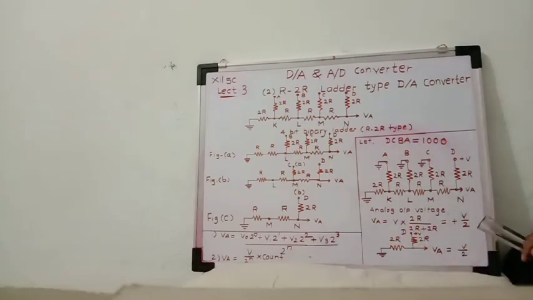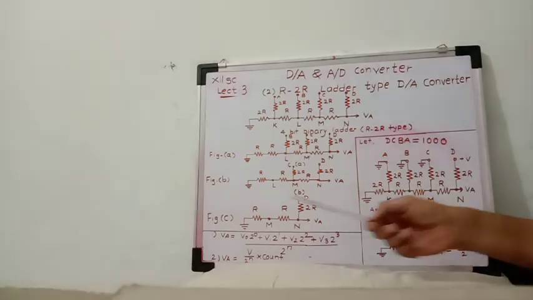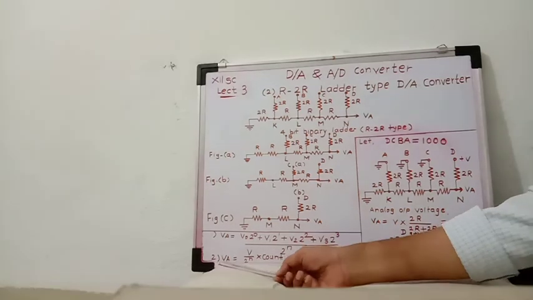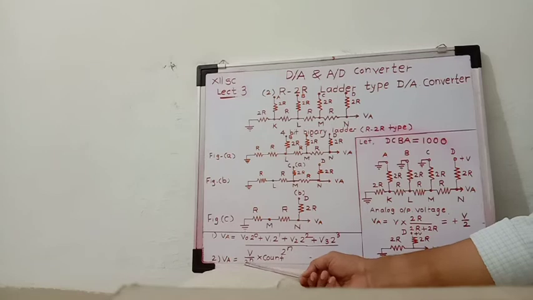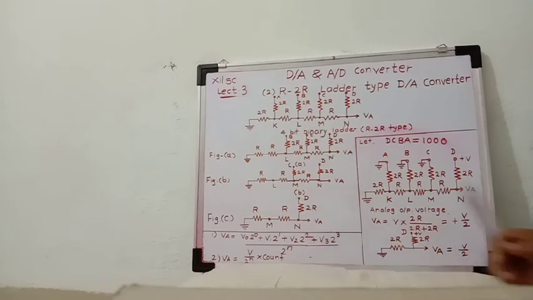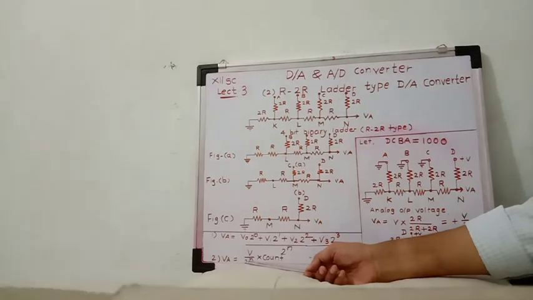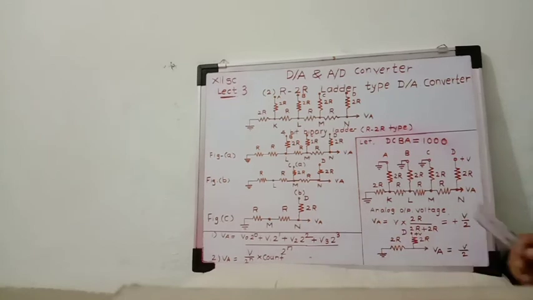Another formula for the analog output voltage is given by VA is equal to V upon 2 raised to n into count.